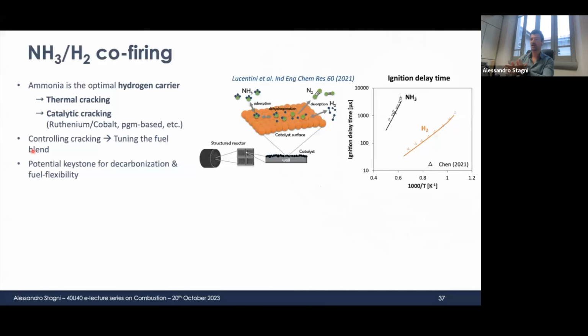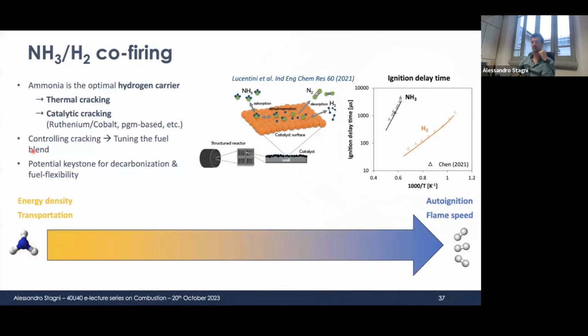And so ammonia-hydrogen mixtures become a potential keystone for decarbonization and especially for fuel flexibility. We can choose something in the middle between having a higher energy density and easier transportation, and good autoignition and flame speed properties. And we can go anywhere between pure hydrogen and pure ammonia according to the application. What happens if we study ammonia-hydrogen mixtures? Does everything proceed independently, like I showed you in the past slide for ammonia and methane, or are there any chemical interactions?